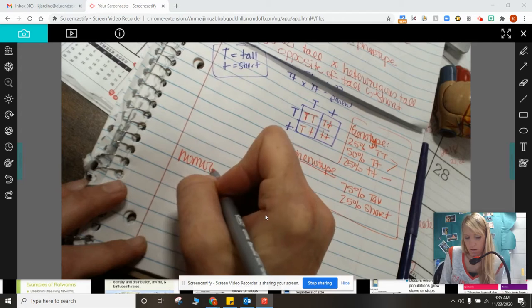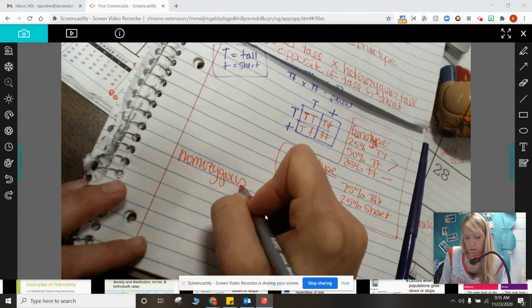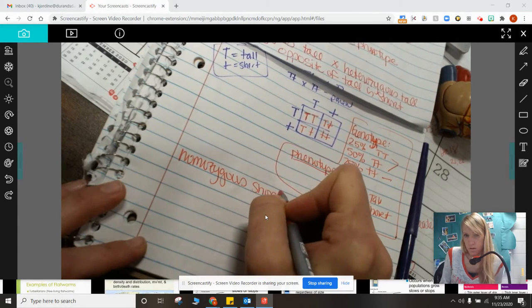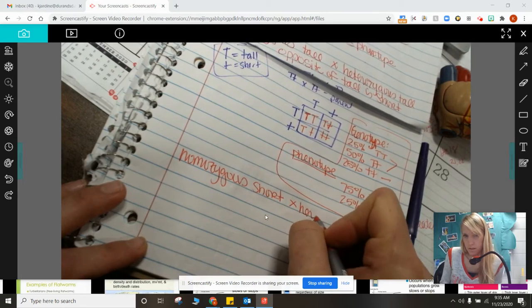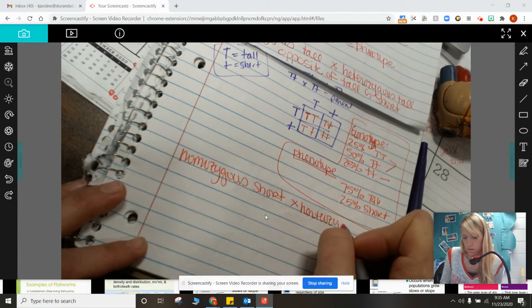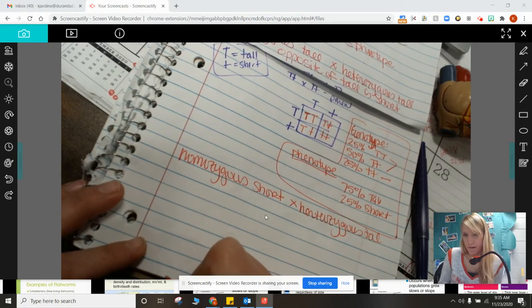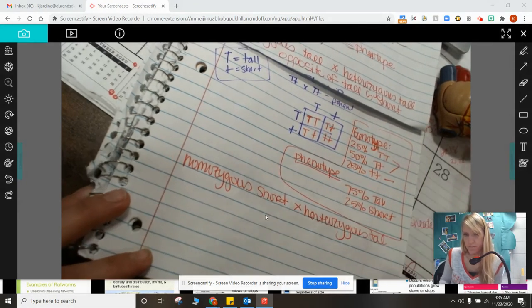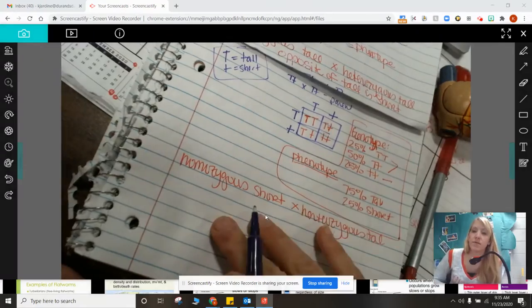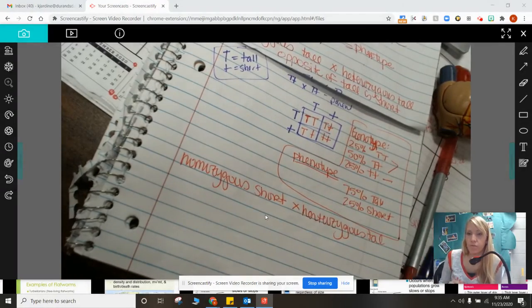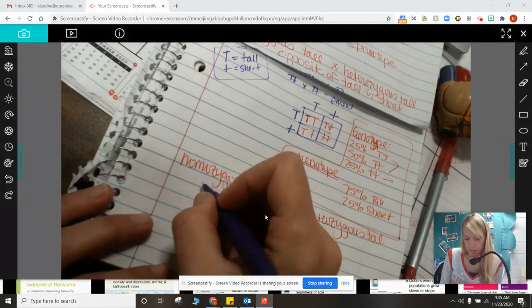Homozygous short, times heterozygous tall. Right? What do you got there? Let's do it together. Or you pause it. I'm going to give you the answer right now. Pause it. Figure it out. And then hit play. Homozygous short, and heterozygous tall.